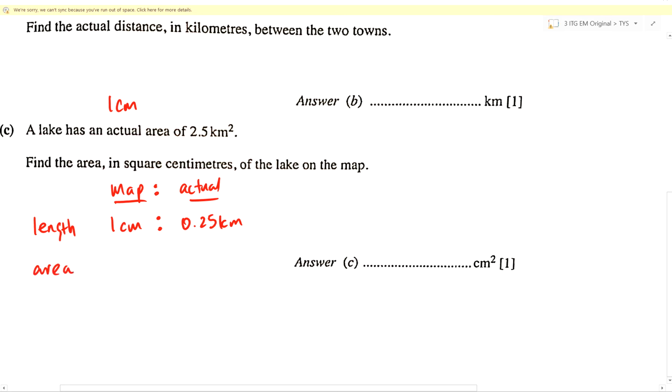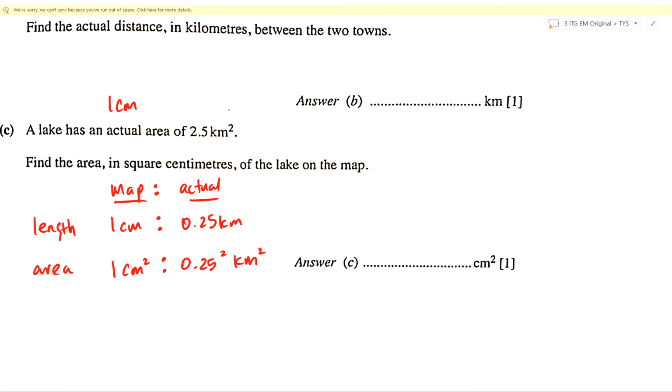We're going to compare the area given the ratio of length. And we do so by squaring the ratio of length. Because on the map, what is on the map and what is in reality? There are scale drawings, there are similar figures. So we have to square them. Now 1, you square 1, you still get 1. You square the centimeters, you get square centimeters. 0.25, we square that. Kilometers, you square, you get square kilometers. And now we have the ratio of area.